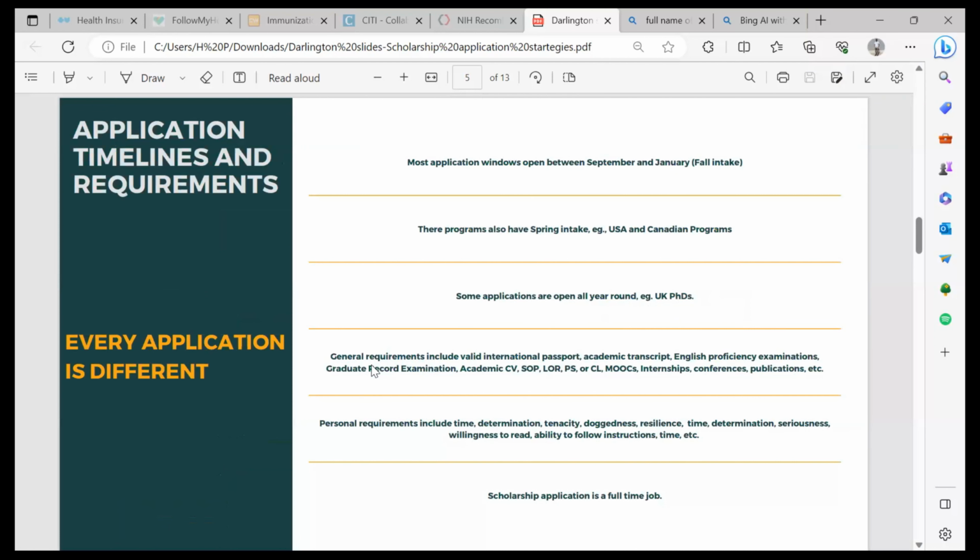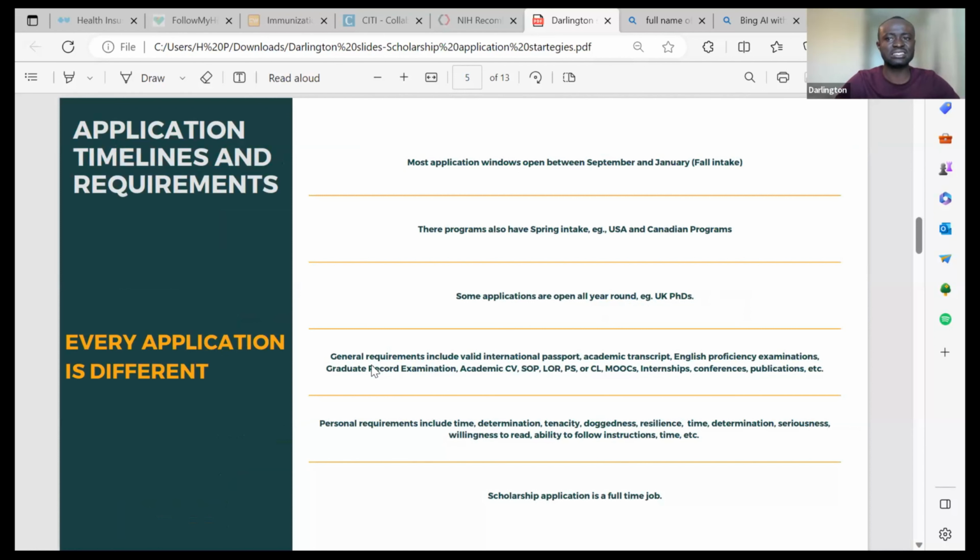The next question there is, what are the application timelines and requirements? This is another question that so many people would ask. Like I said earlier, scholarship applications are different, and their requirements and timelines are also different. So there is no general answer to this question. It all depends on the scholarship you're applying to.